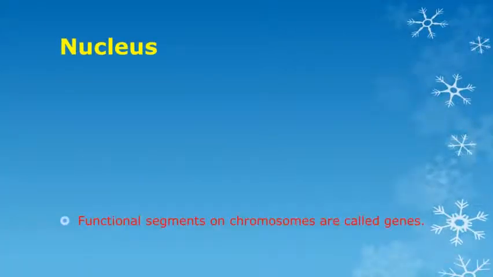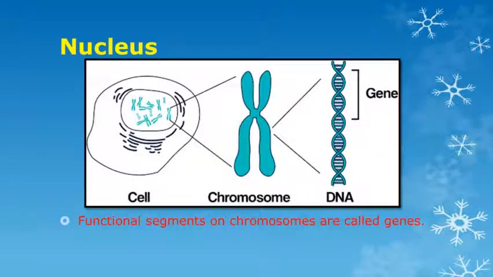Functional segments on chromosomes are called genes. Within the cell, the chromatin fibers condense into a chromosome, and the functional segments of the chromosome are nothing but genes. You can see a chromosome, a DNA. A chromosome is made up of DNA and proteins. The sequence of DNA which is responsible for heredity, that means characters are passed from generation to generation with the help of genes. So what is a gene? Again I am repeating it: a functional segment on a chromosome is called a gene, and these are nothing but DNA.